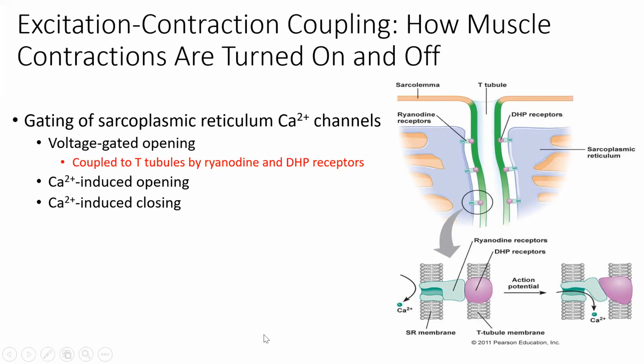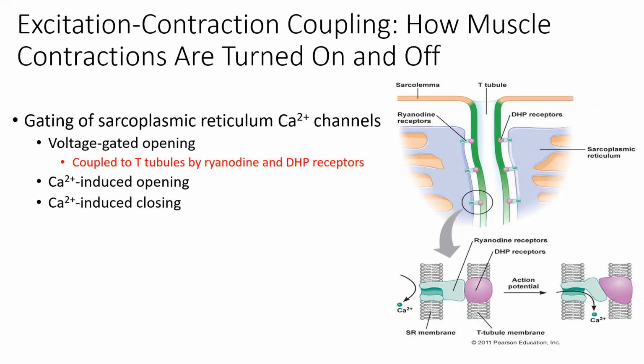So the SR is gated by these channels, right? They are voltage gated channels. And then the channels are also coupled to ryanodine and a DHP receptor, okay? If we look closely here, we can see the T tubule. This is the wall of the T tubule here in green. We've got our two receptors here. The receptor in purple is the DHP receptor. The coupled receptor in green is a ryanodine receptor, right?